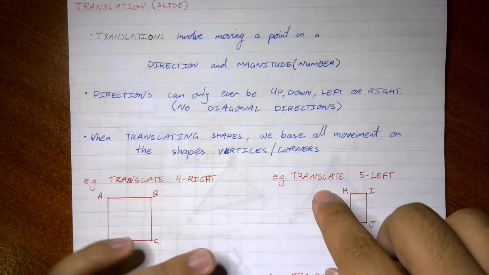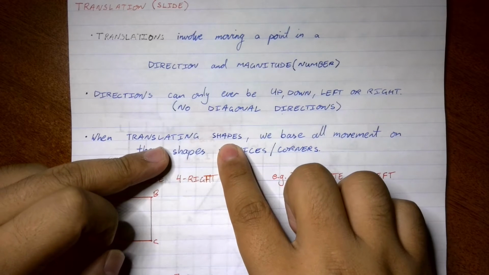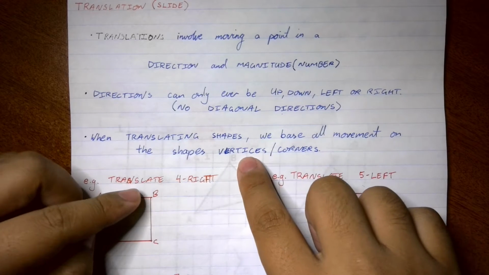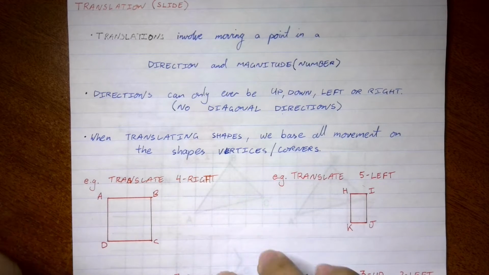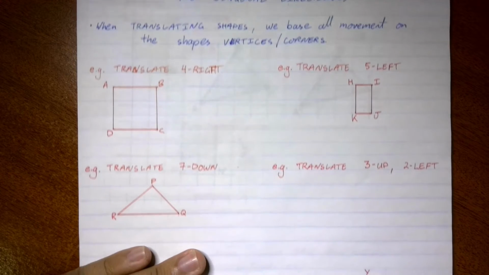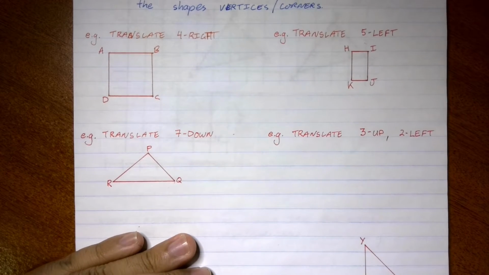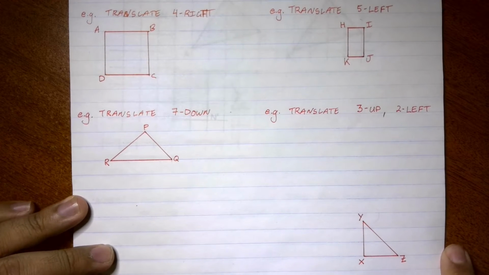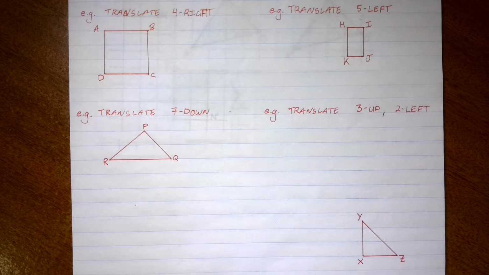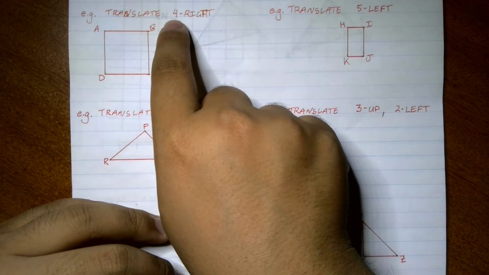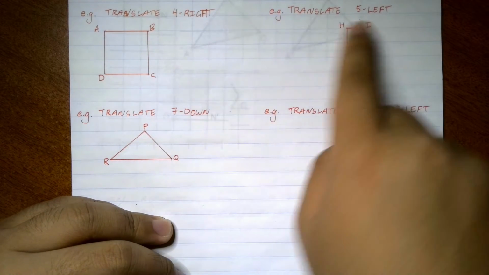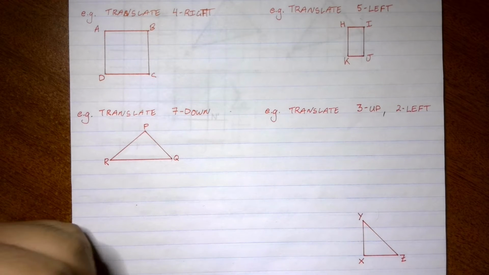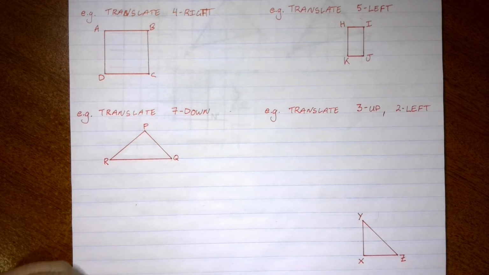And when translating entire shapes, we base all movement on the shape's vertices, or the shape's corners. I'm going to demonstrate that for you now in these 4 examples here. For these examples, you can draw them into your books, and when you translate them, you can just convert these numbers 4, 5, 7, 3, and 2 into centimeters. And I'll show you what we mean in a moment here.